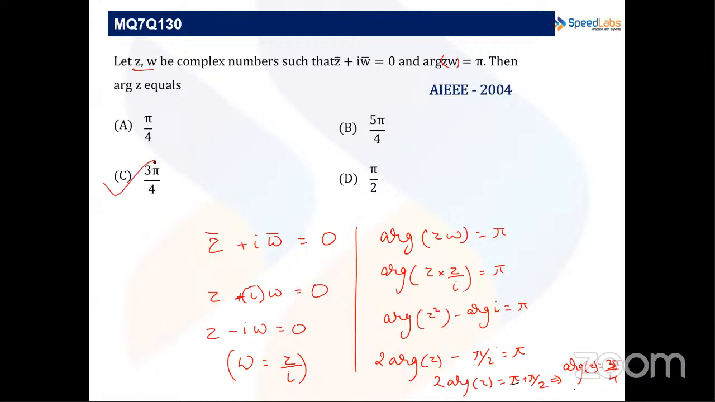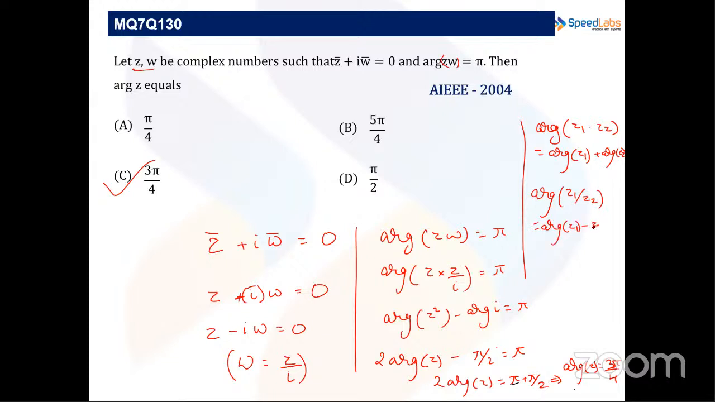Yeah, the correct answer is C. See, we have the properties for argument: the argument of z1 into z2 is equal to the argument of z1 plus the argument of z2. Make sure it lies in the region of minus pi to plus pi. And the argument of z1 by z2 is the argument of z1 minus the argument of z2, and the argument of z to the power n is n times the argument of z.